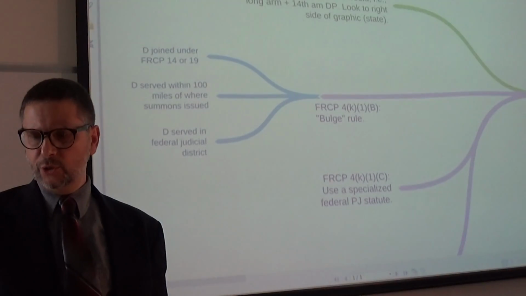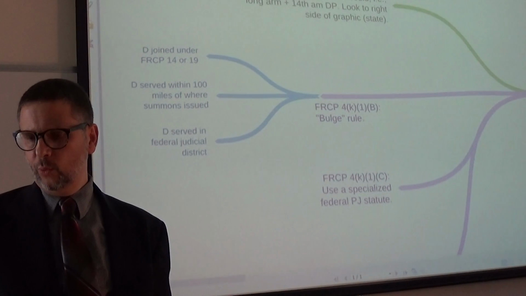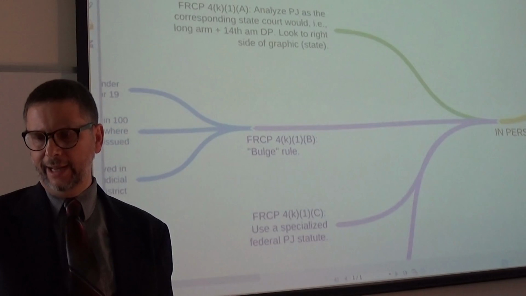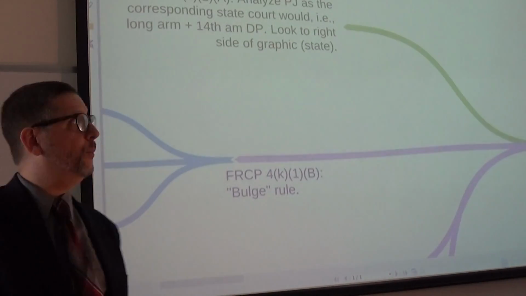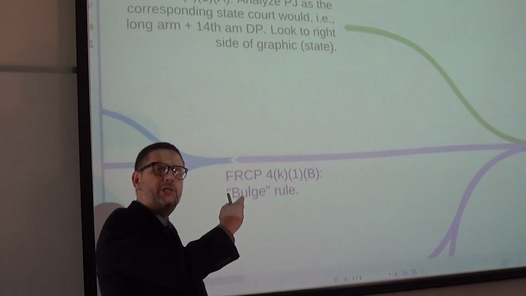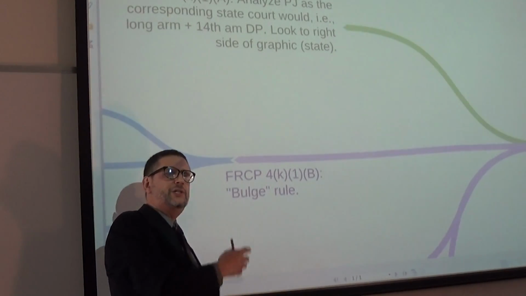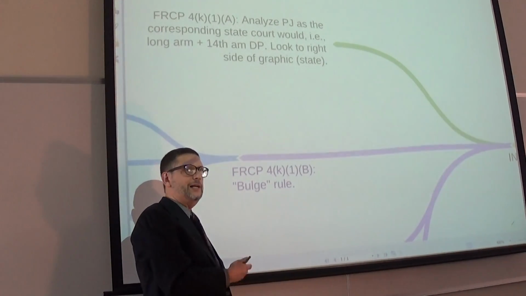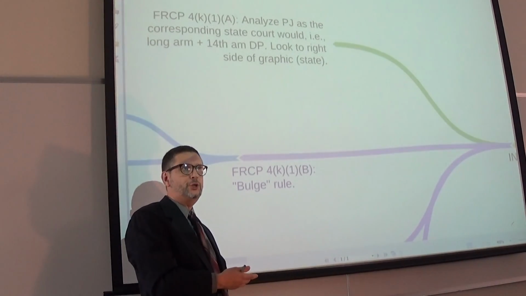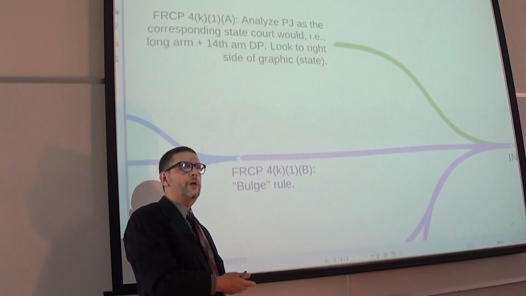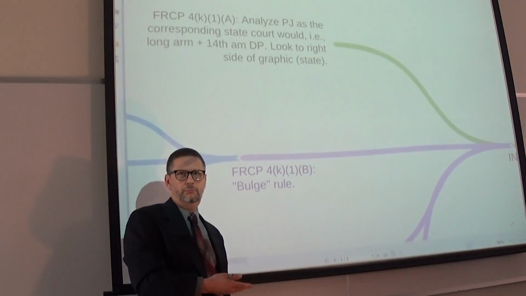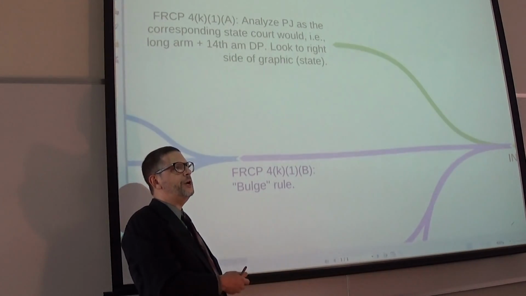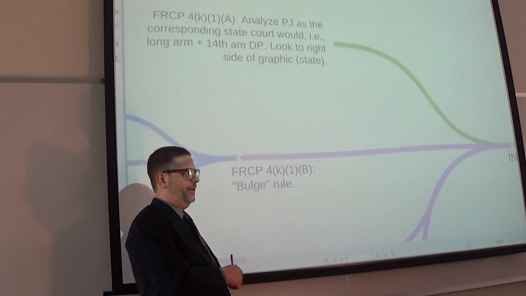Now, regarding persons, we have Rule 4K. And Rule 4K has a number of bases. I'm going to start off with Rule 4K1A. The basic gist of 4K1A is to analyze personal jurisdiction the same way it would be analyzed in the corresponding state court. So if we're in a Florida federal court, analyze the same way it would be in a Florida state court, which means two things. Number one, use the Florida long-arm statute, the long-arm statute of the state in which the federal court sits. Second, analyze using 14th Amendment due process.